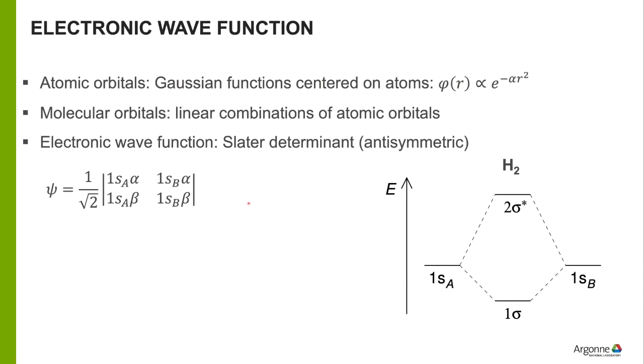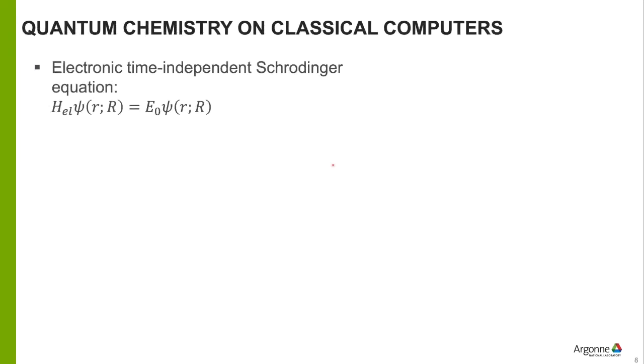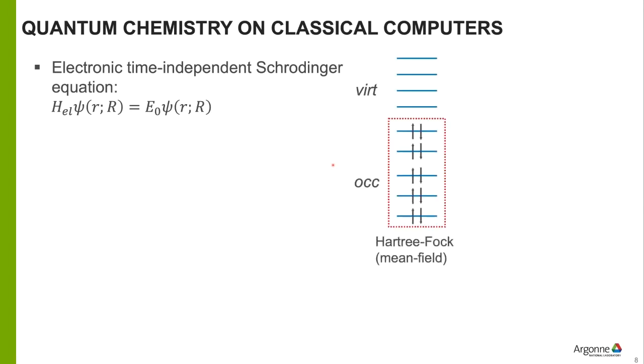And the total electronic wave function is represented as a so-called Slater determinant, which is anti-symmetric to satisfy the Pauli exclusion principle, which states that if you exchange two electrons, your wave function needs to change its sign. So once we introduce the electronic wave function representation, we need to solve the electronic time independent Schrödinger equation.